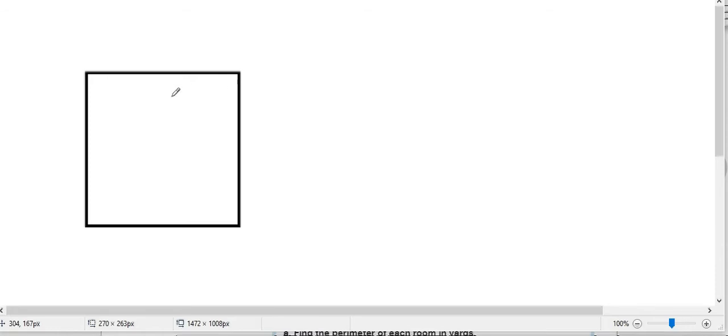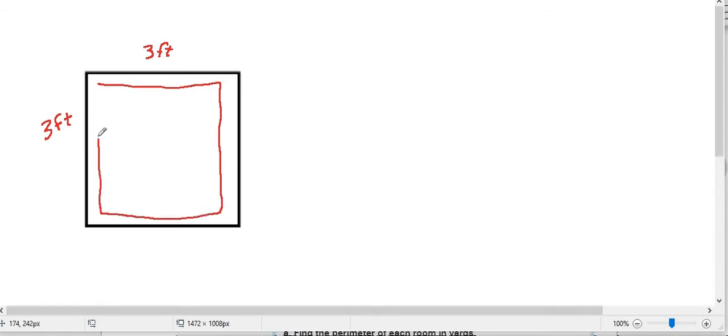I've got what looks like a square here, and if I've got a 3 foot by 3 foot square, how do I find its perimeter? Perimeter is a description or measure of the distance to walk all the way around. So if I want to know how far it is to walk all the way around this square, I'm going to add up all the sides.